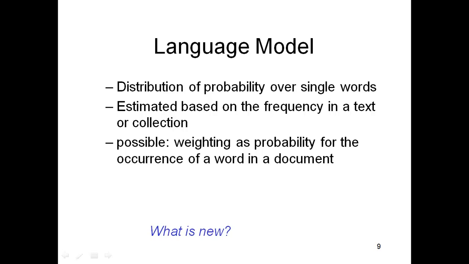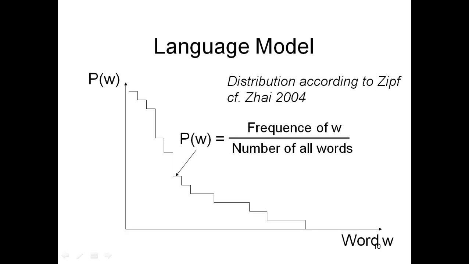A certain query is taken as a probability of a language model over certain words, like a Zipf distribution, but just for a query or just for a document. And what is the probability that this query language model leads to the document language model? So distribution of probabilities over single words, estimated based on the frequency of a text, and of course weighting as probability for the occurrence. Again, we start off with our observation that words are distributed according to the Zipf distribution that we had a closer look at last time.